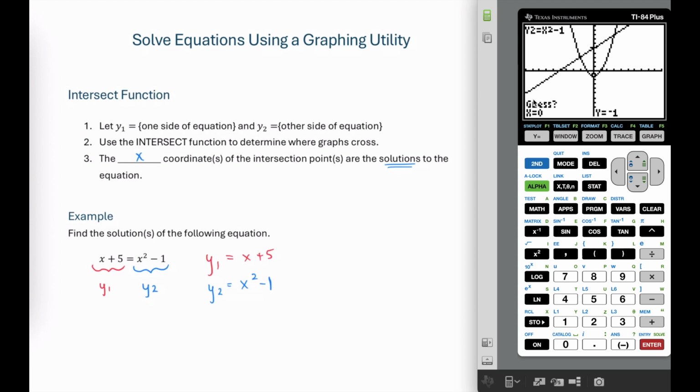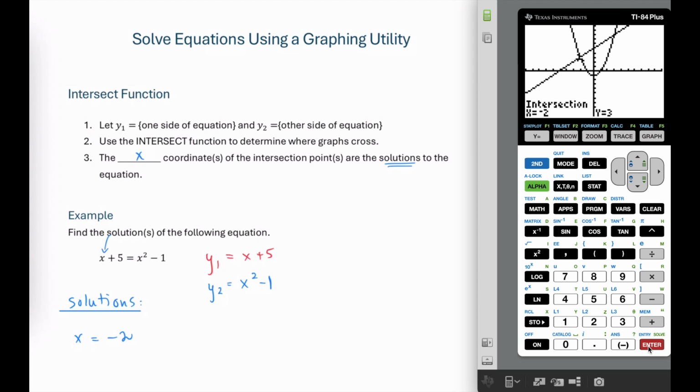Then the calculator is asking us to give it a guess as to where those intersections are located. Since there are two intersections, the calculator needs more input. It wants to know which of these two we are after. So we put our cursor pretty close to one of the intersection points, and then we say this is our guess for the first intersection by hitting enter, and we see that the intersection point is at -2, 3. So one of the x values that solves this equation is x is equal to -2. Remember, we're after just the x value that causes the two outputs to be the same.